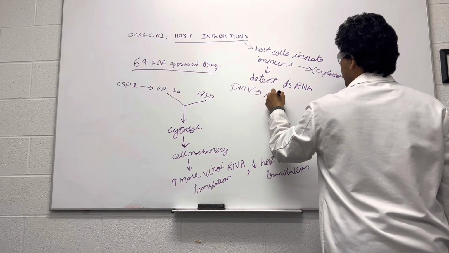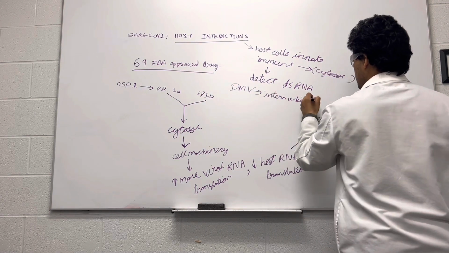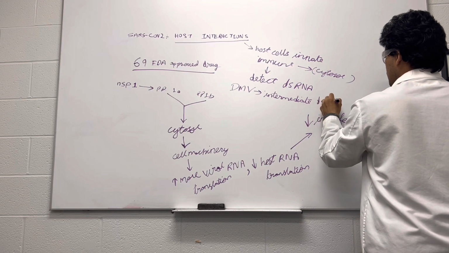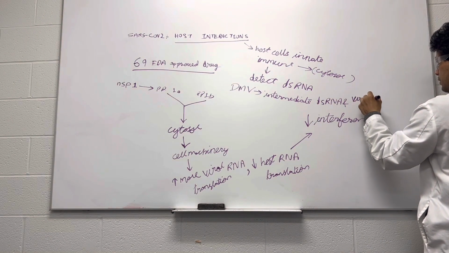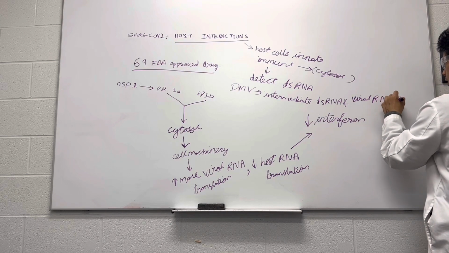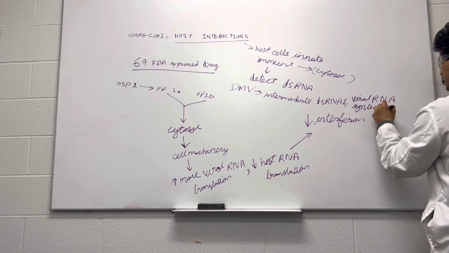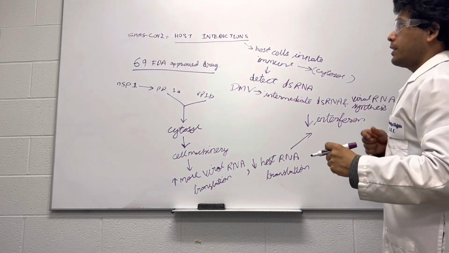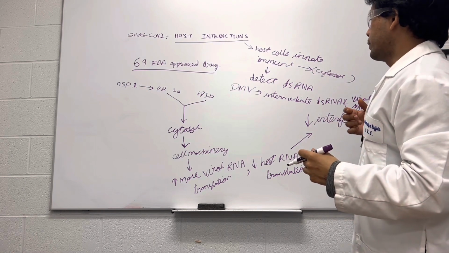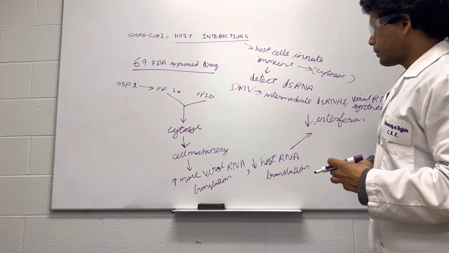Here, intermediate double-stranded RNA and viral RNA synthesis occur. This helps SARS-CoV-2 to dodge the innate immune system.